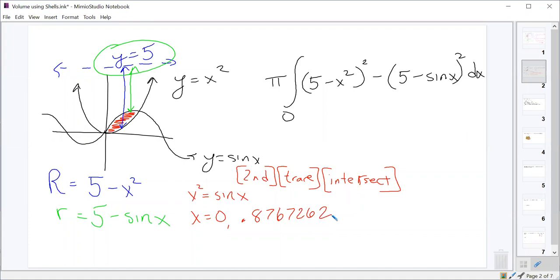Did you all in Zoom get 0.876762 as the intersection point for the X value? If you did not, just let me know and I can try to help you solve your problem.